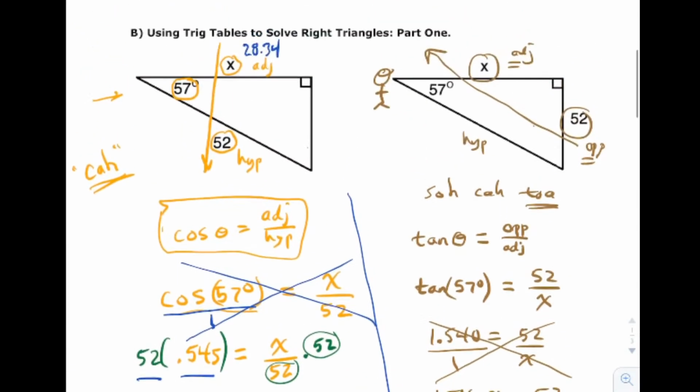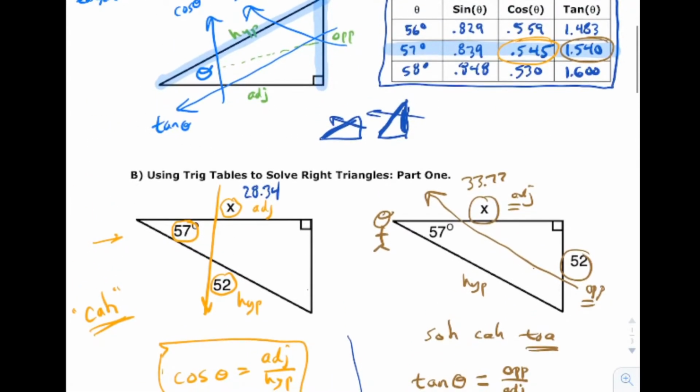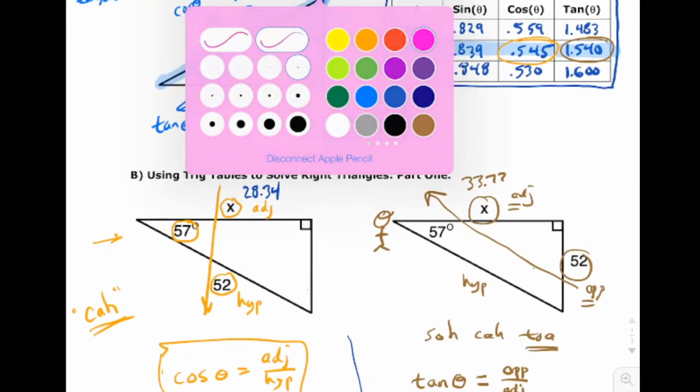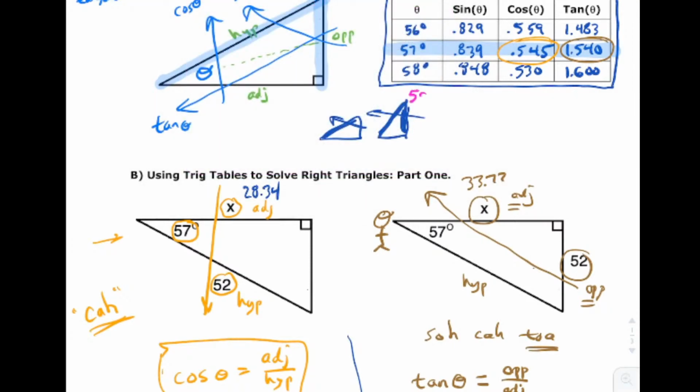33.77. That's about what this is. Now, isn't this fun? Now, before we go to the next page, I got a challenge for you. I want you to go build a triangle real quick.